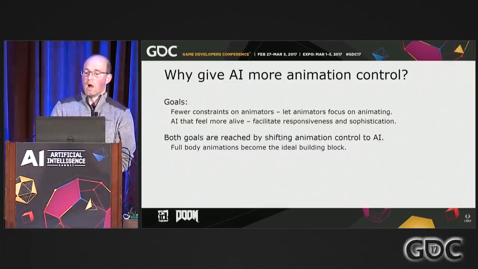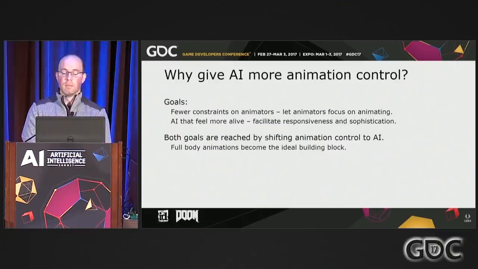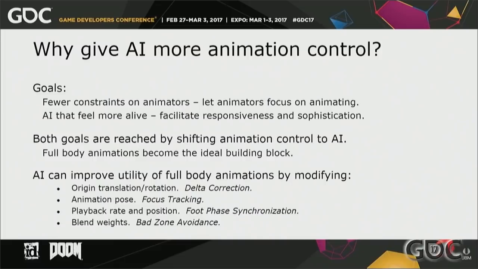Now, both goals are reached by shifting animation control to the AI, because then using full-body animations to construct and improve behaviors is a straightforward and thus a known quantity. They become the ideal building block for whatever we want to do. Now, the AI code can do extra work on its end to make better use of full-body animations.